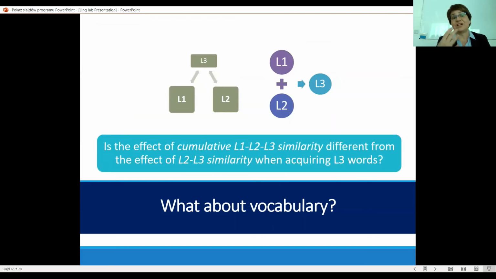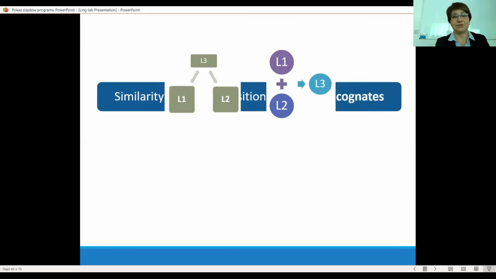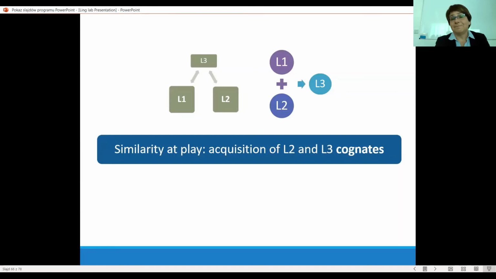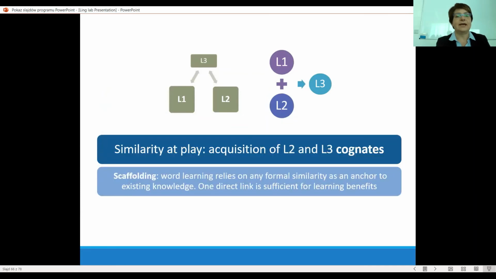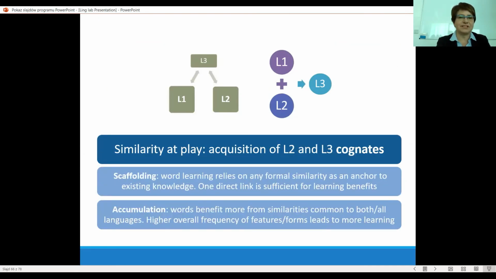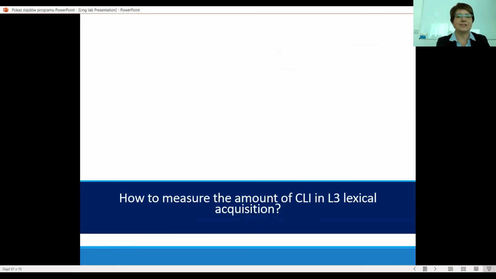So we are trying to check if the effect of this cumulative similarity, across 3 languages, will be different from the effect of just double similarity in acquiring 3rd language words. And we are trying to focus on the acquisition of 2nd and 3rd language cognates. I will just skip this a little bit and move on because Małgosia has a lot to say about grammar.